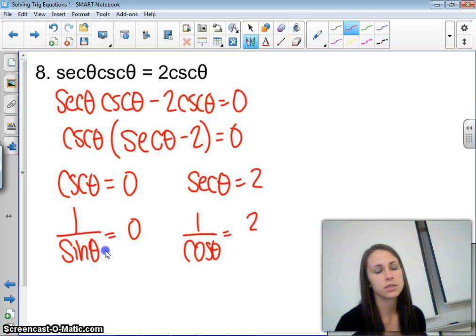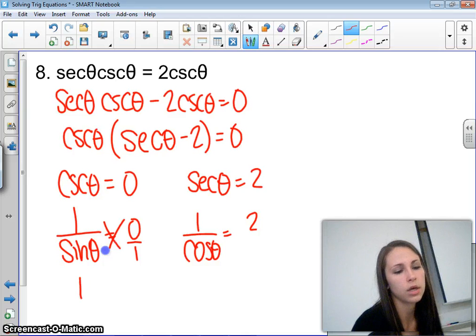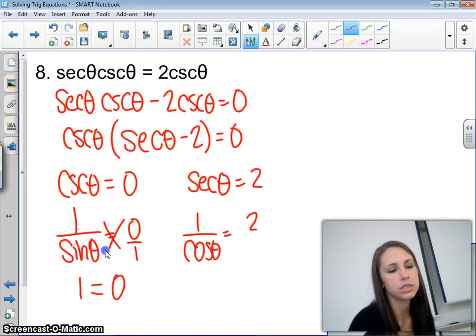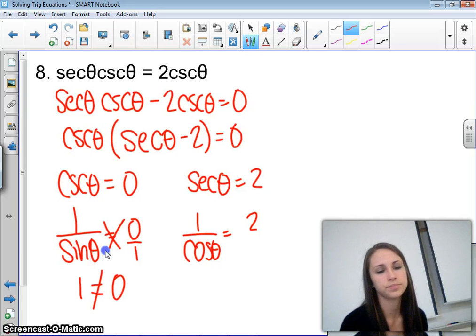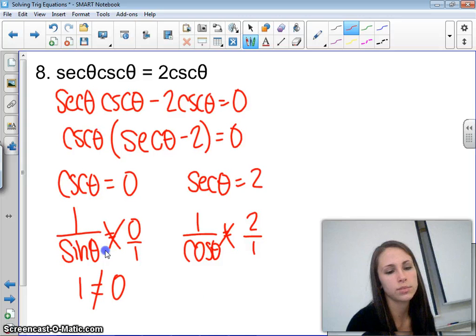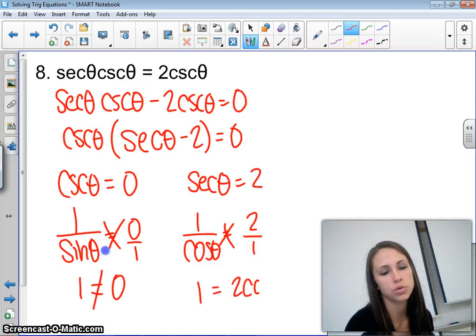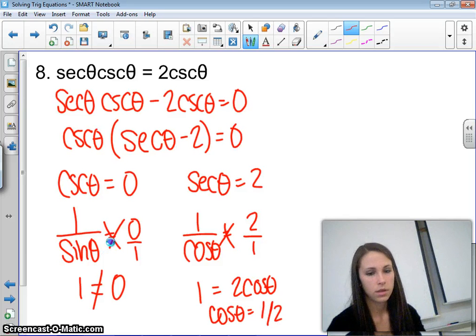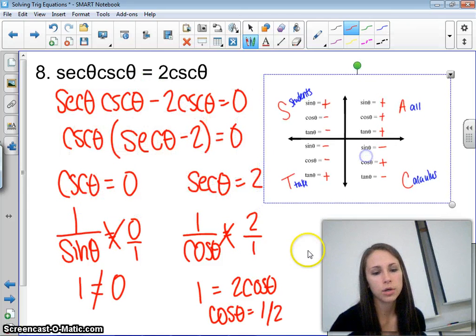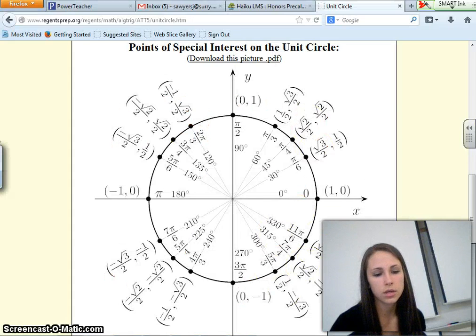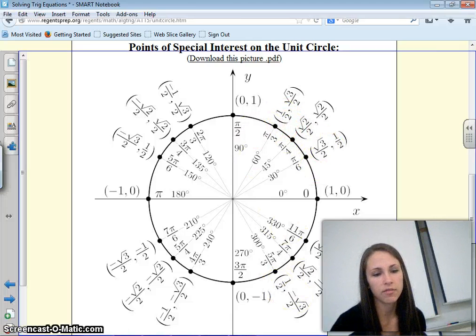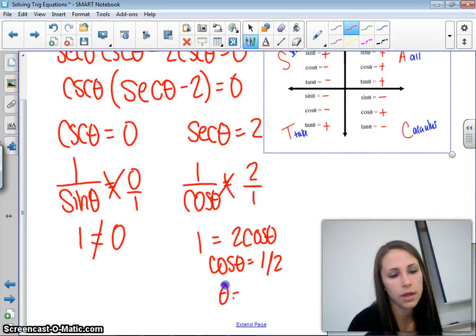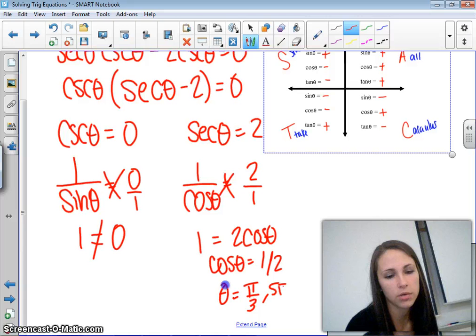Now when I solve this, this is like a 0 over 1, so when I cross multiply, I'm going to get 1 equals, sine times 0 is just 0, so nothing is going to give me a solution there. Right here when I cross multiply, 1 times 1 is 1, and then 2 times cosine is 2 cos, and so then I'm looking for cosine equals 1/2. And so when I'm looking for my angle, I'm going to look where cosine is positive. That's going to be in the first and the fourth. And so the first and the fourth, where that's going to be 1/2 is at cos x, so that would be at pi over 3 and 5 pi over 3. So right here, theta would be pi over 3 and 5 pi over 3.